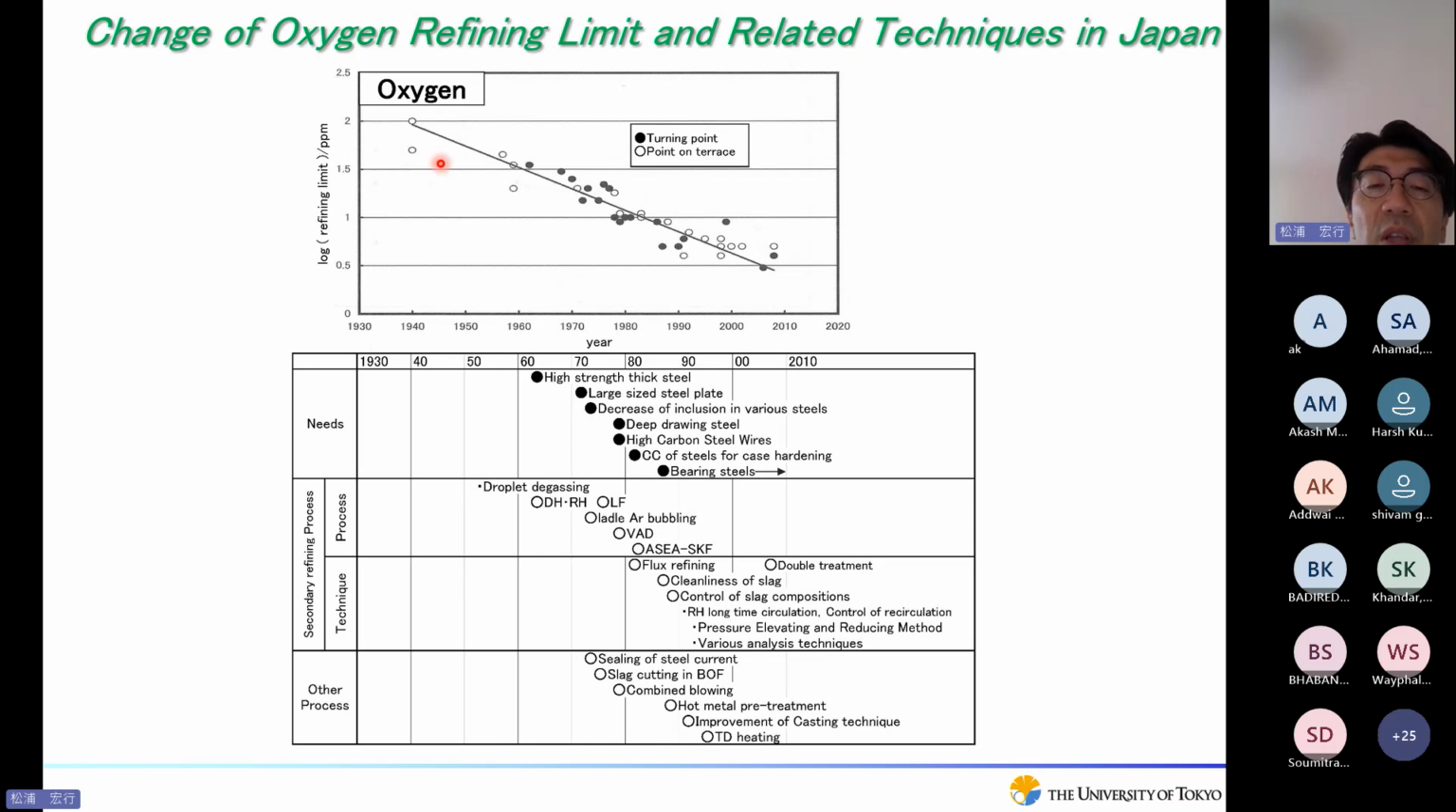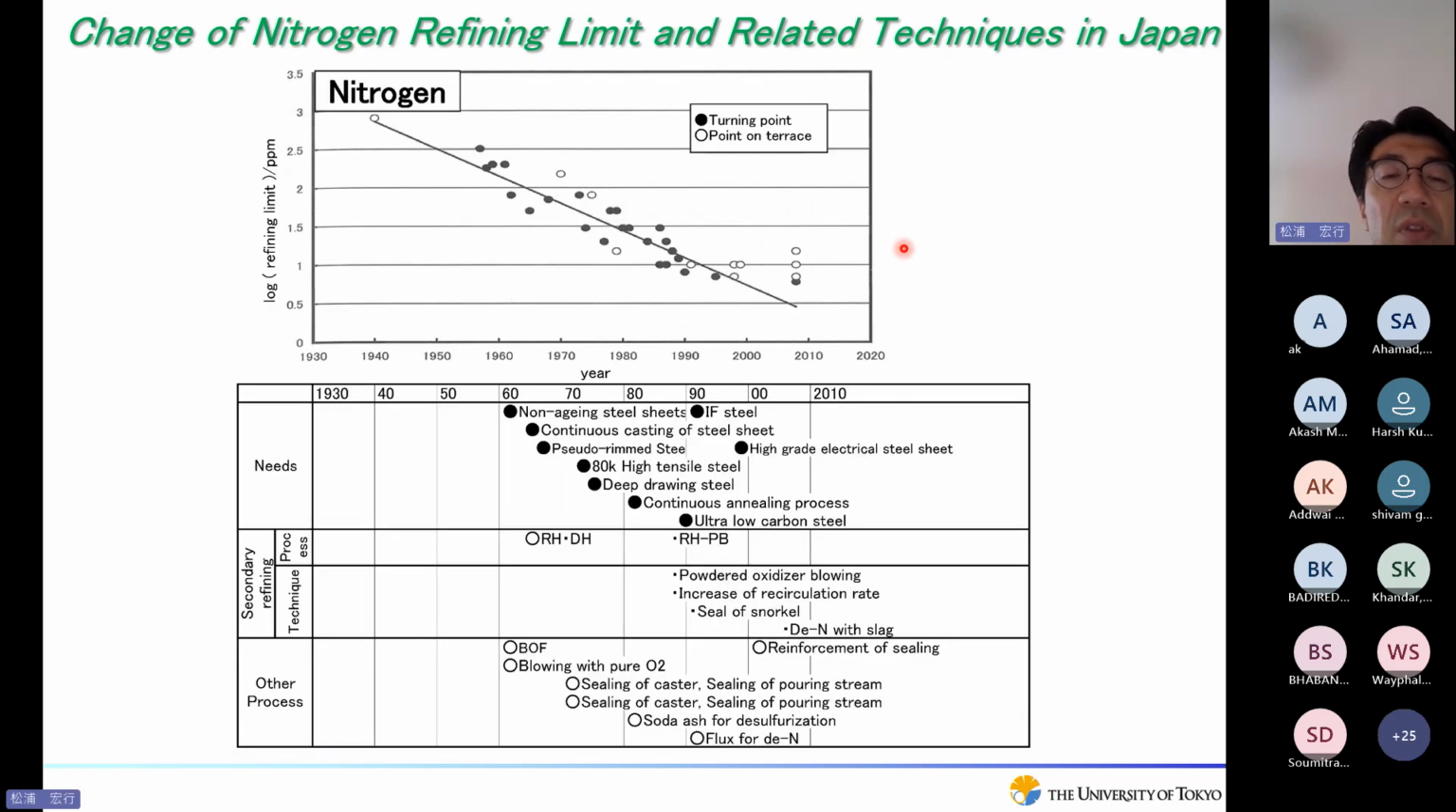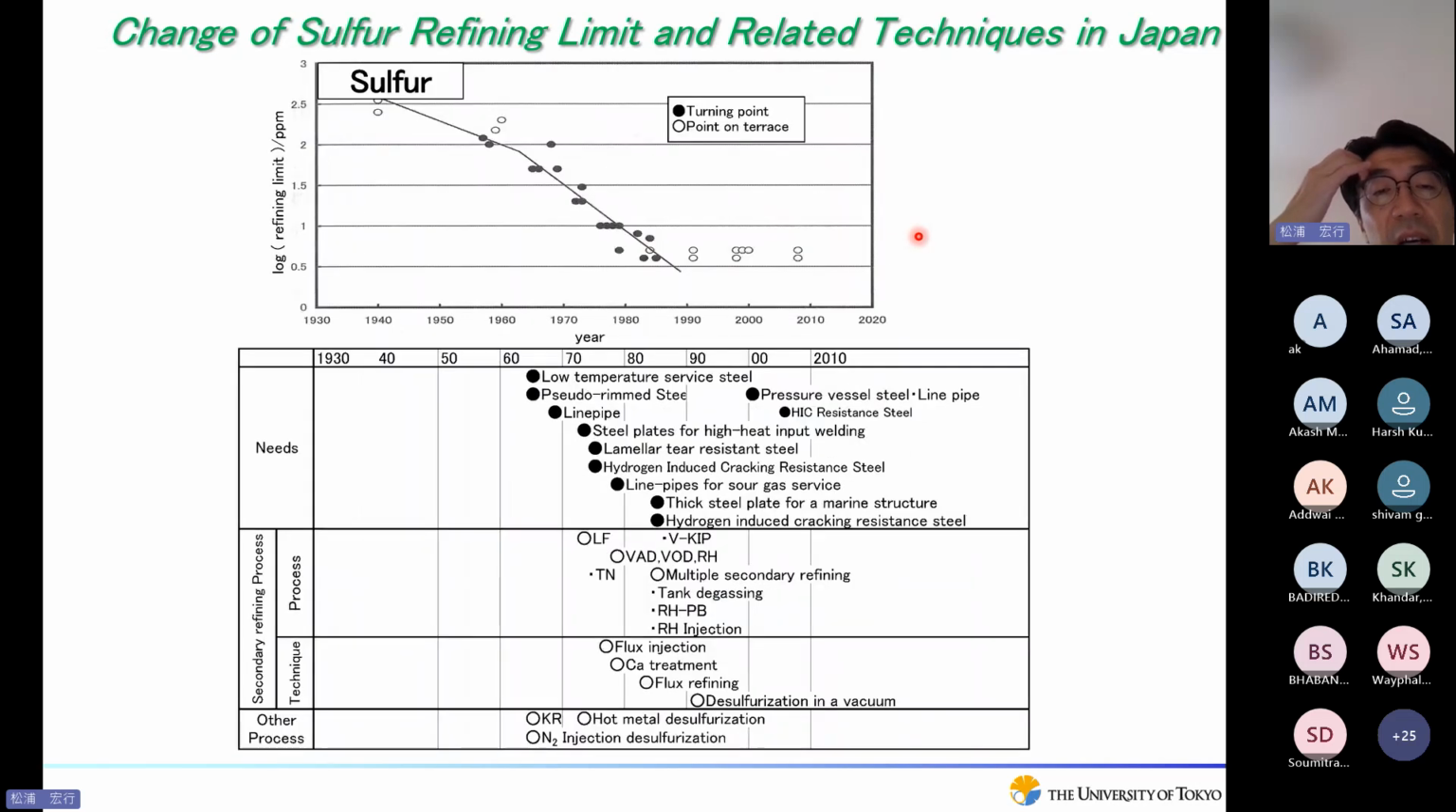Of course, in order to achieve these refining limits, there were many technical developments, as shown here. And these technical developments were supported by various demands from society. So you can understand why these technologies are required and why such very low oxygen concentrations were demanded by society. This is the case for oxygen. I won't go into detail for nitrogen, carbon, and sulfur, but you can see the many demands, and that many processes were developed. I believe this mostly shows the situation in Japan, but you can understand it is a worldwide trend.